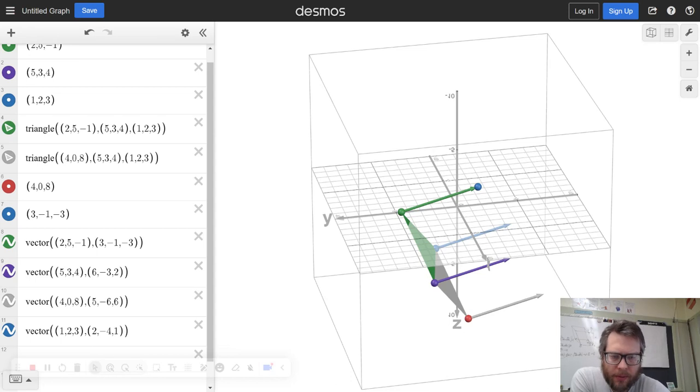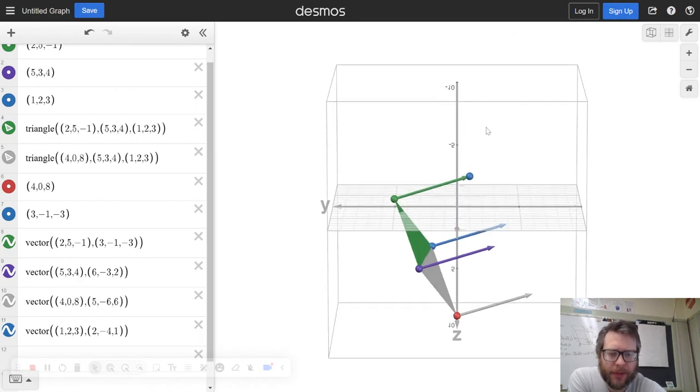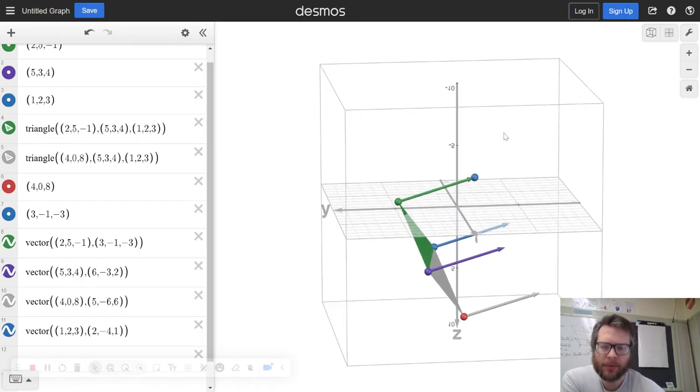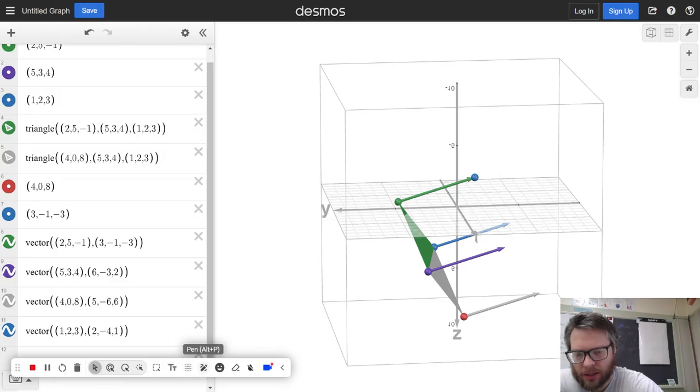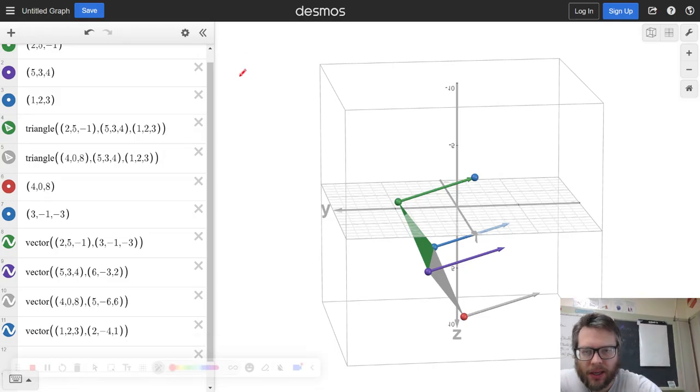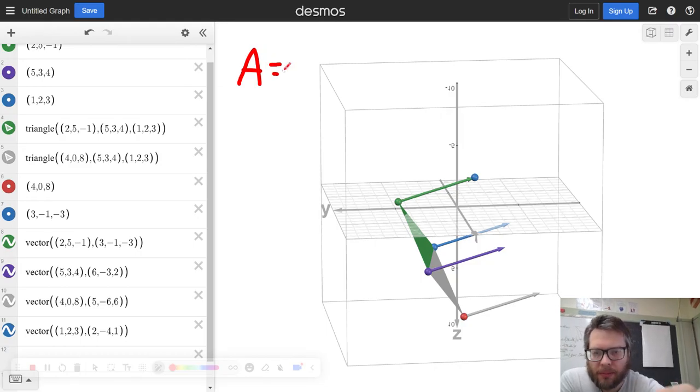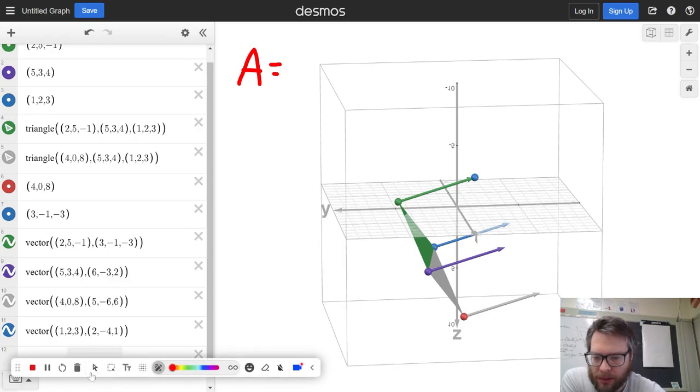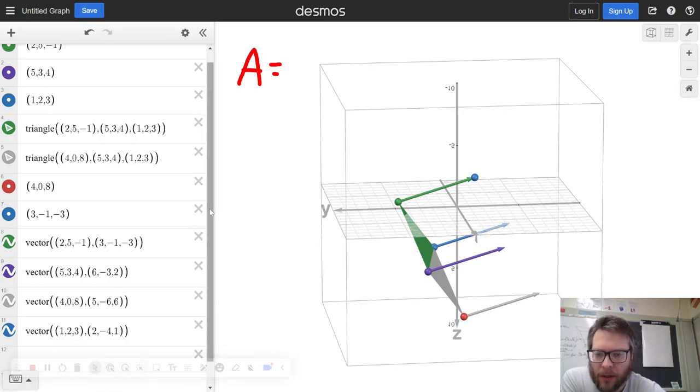All right, so we've been working with 3D, lines and planes, and now we're starting to talk about areas and volumes. And one thing that we established is the area of our parallelogram, where you have points A, B, C, D. So I just typed in some random points here.